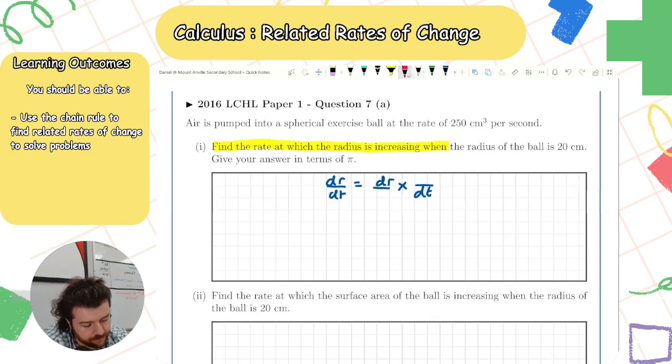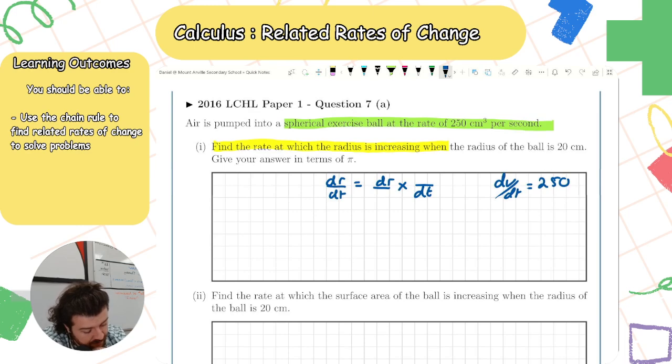Multiply. Any other information I'm given? Air is pumped into a spherical exercise ball at a rate of 250 centimeters cubed per minute. So that is dV/dt, the rate of change in volume, which is equal to 250. Therefore, my missing piece here is dr/dV.